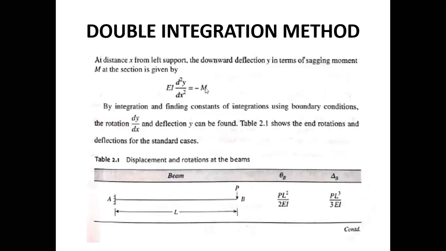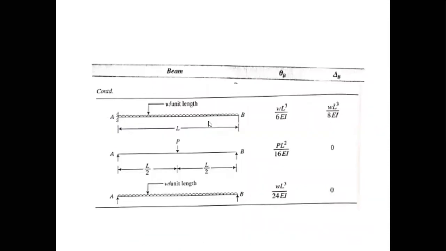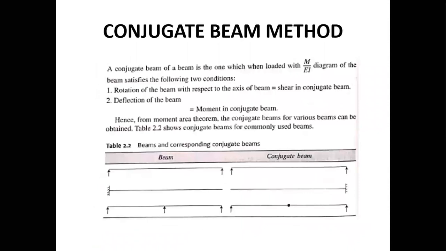In this case, the value of M will be substituted over here, and we'll get EI d2y by dx2. We'll integrate it a single time. The equation becomes EI dy by dx. That dy by dx will give us the slope or the rotation, we can say, and we'll again integrate the same equation, and we'll get EI multiplied by y, and that y will give the value of deflection. So by using this equation and integrating it once and twice, we'll get the value of slope and deflection for the required beam.